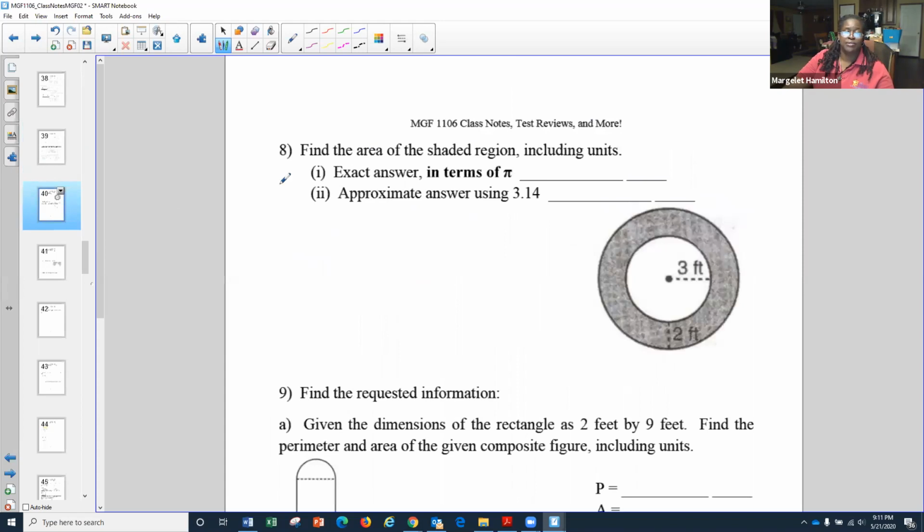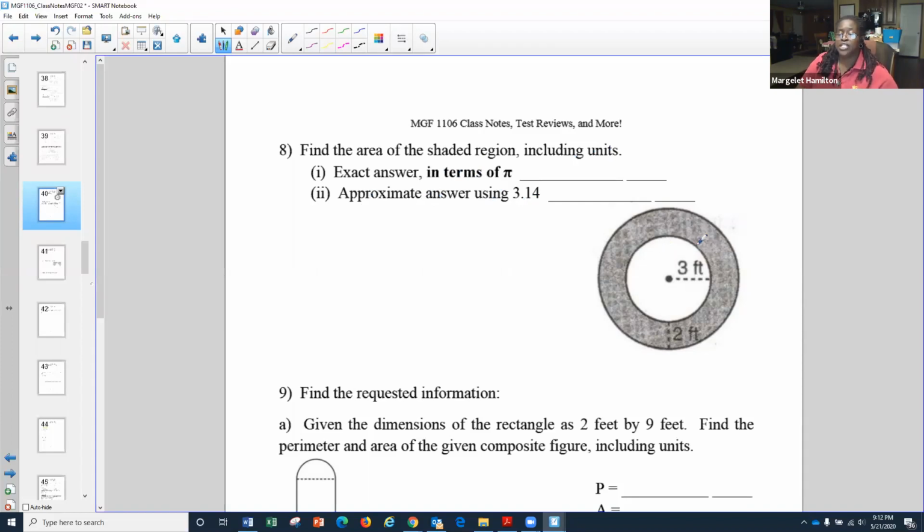Let's try the next one. Here they are asking us to find the area of the shaded region, including units. They want us to write our answer, the exact answer in terms of pi. Okay, we did that right. In terms of pi means keep that pi sign in your answer. And of course, we're going to give our appropriate units. And then they want us to take our answer and approximate it using 3.14, which we know is an approximation for pi. Okay, we'll talk about that in a second. Let's look at our picture.